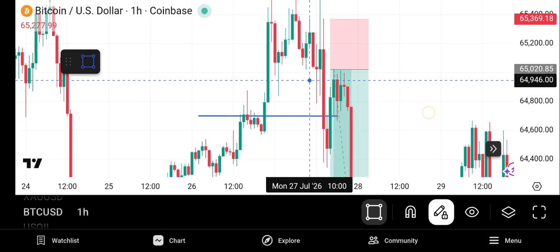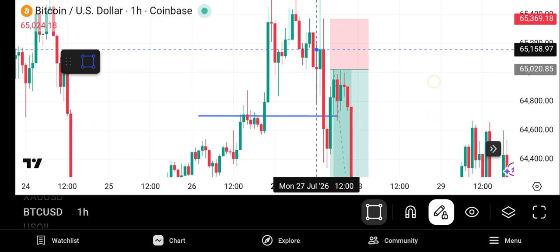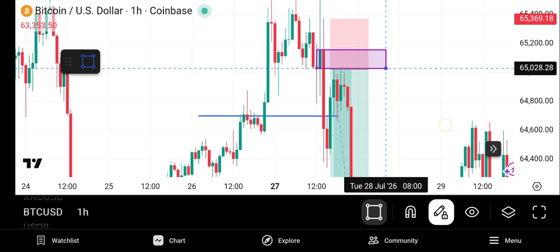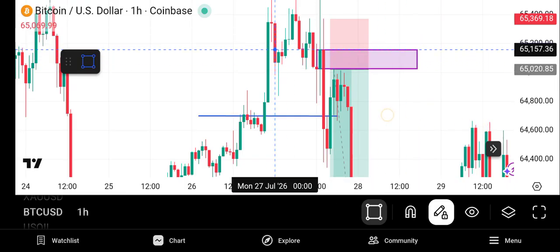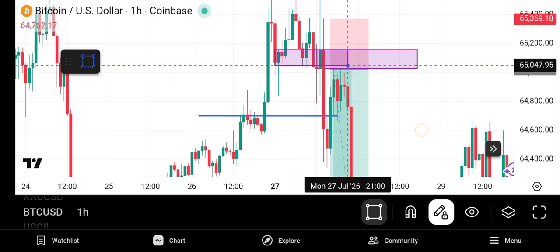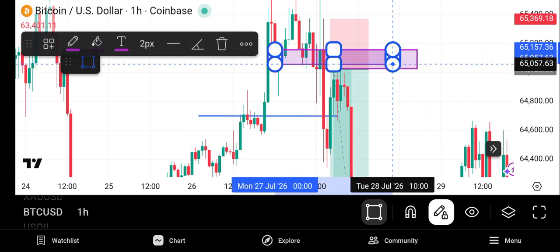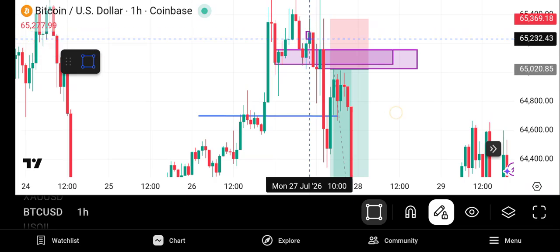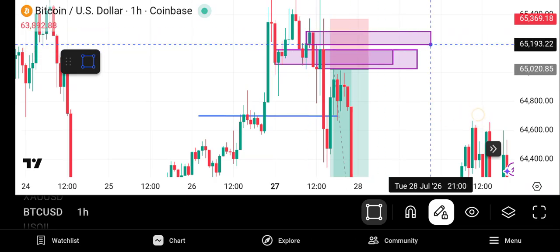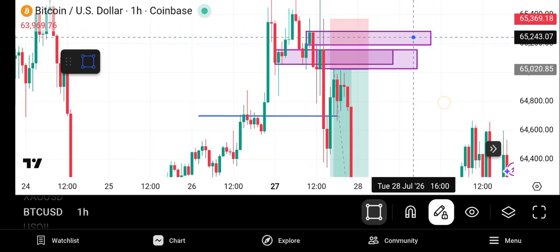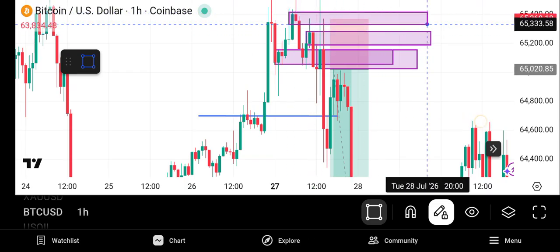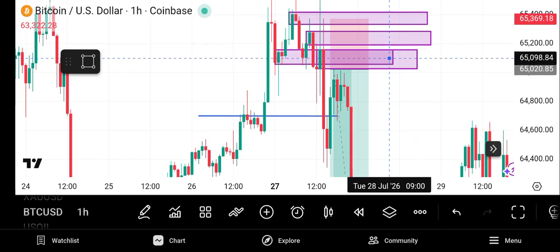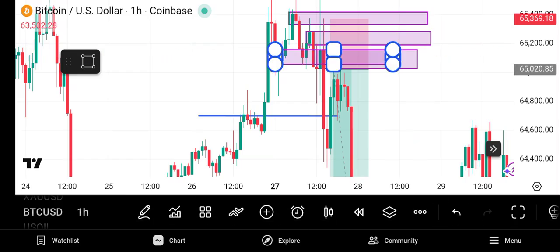Rule number three says that you should mark out all your possible points of interest. So this point of interest here, another one here. There's a breaker block here, and another block. We have another block here, another block here, and then another block here. All right. So like I said, we make use of two points of interest. We make use of order block and breaker block.